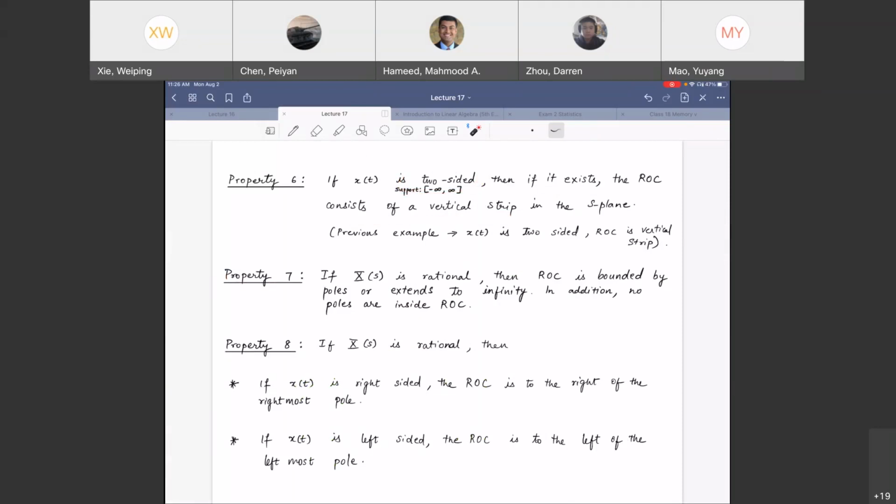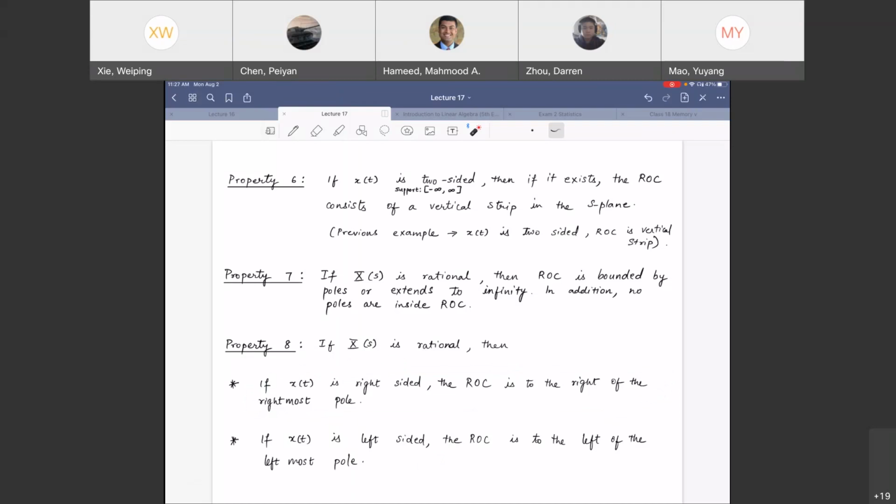Next, property 7 says if X of s is rational, the ROC is bounded by poles or extends to infinity. So either it's going to be bounded by the poles, like for a two-sided signal, or it's going to extend to infinity, as in the case of right-sided, left-sided, finite duration signals. These statements I've made again: if X of s is rational, and x of t is right-sided, the ROC is to the right of the rightmost pole, or to the left of the leftmost pole. I've looked at all these statements earlier as well.